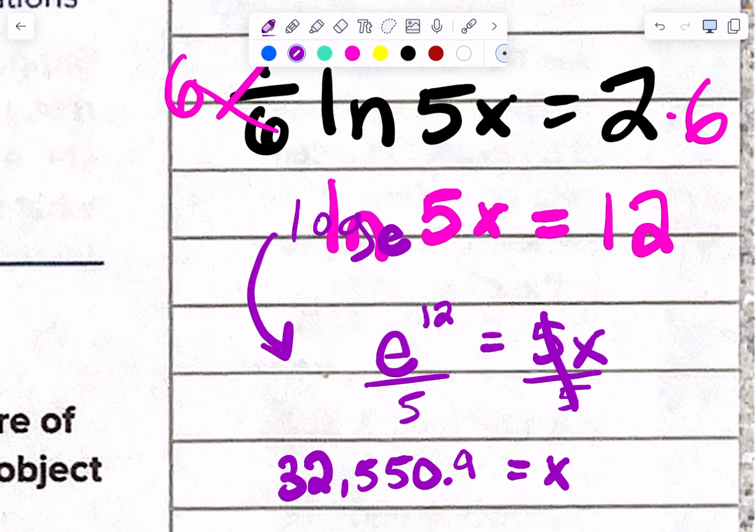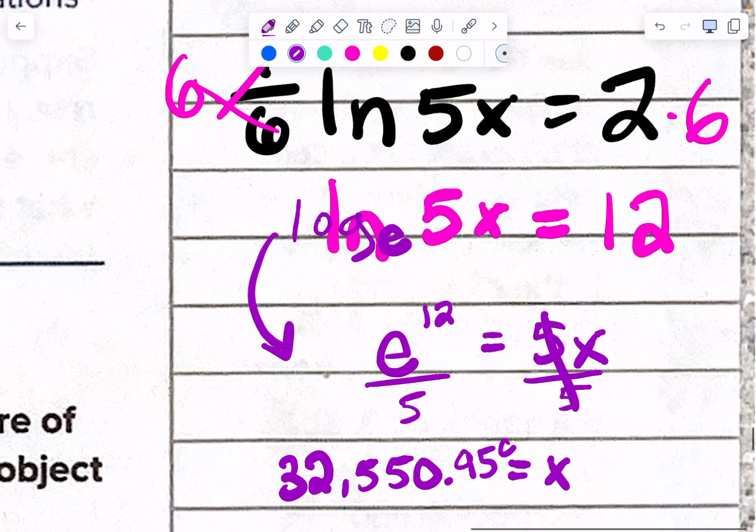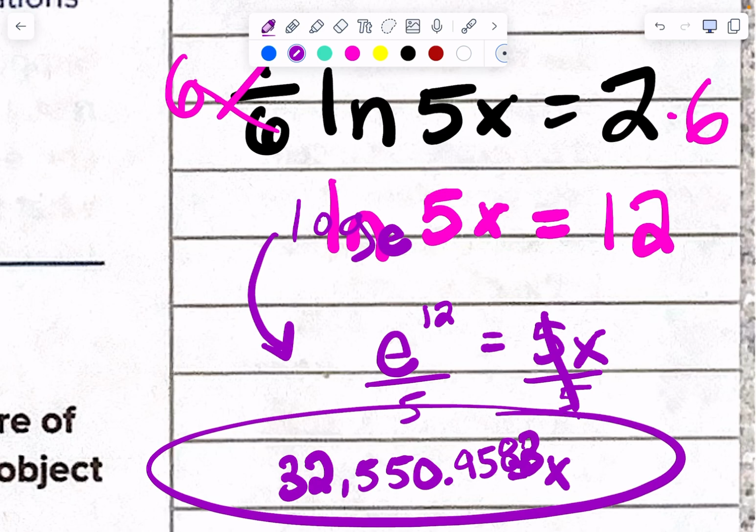After you divide by 5, it's 32,550.9583. Okay? That is your number. It's going to be huge.